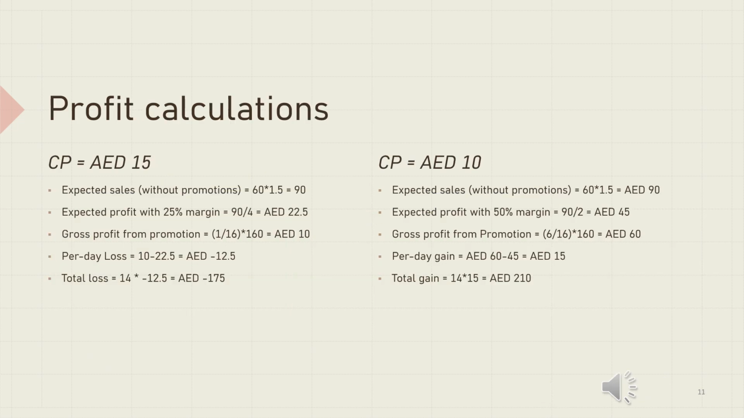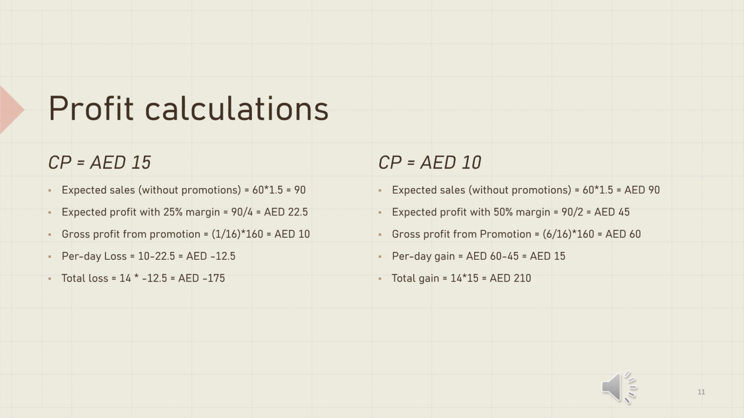So let's redo our math. On the left hand side, we have the case of cost price being 15 dirhams. So the expected sales without promotion is 60 times 1.5. We have a 50% growth, which is 90. So we were expected to make 90 dirhams in sales. So expected profit was 25% of this 90 dirhams, which is 22.5 dirhams, was the expected profit during the promotion period, as if promotion had not happened.